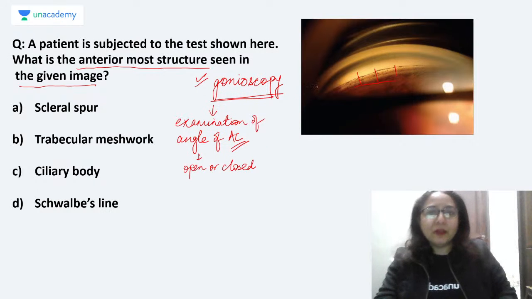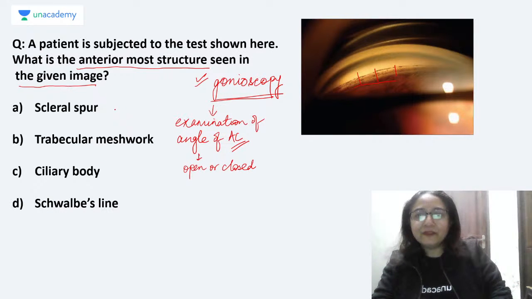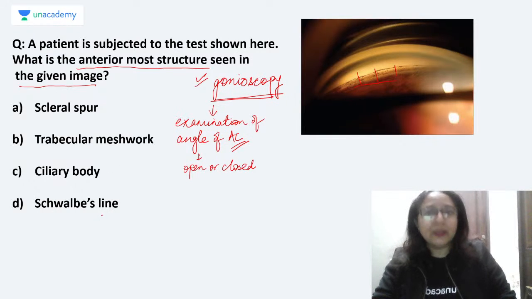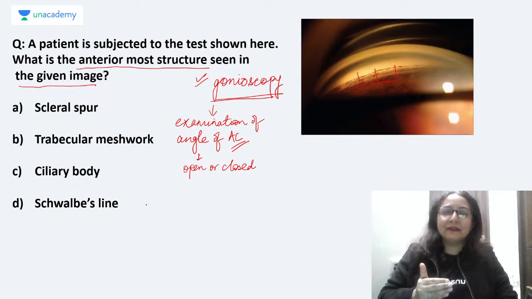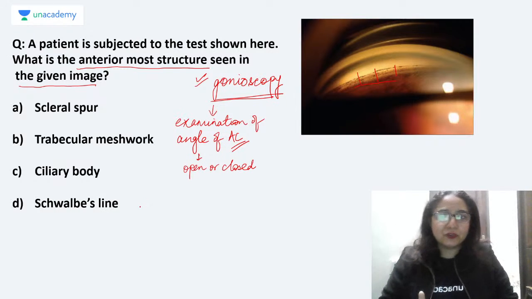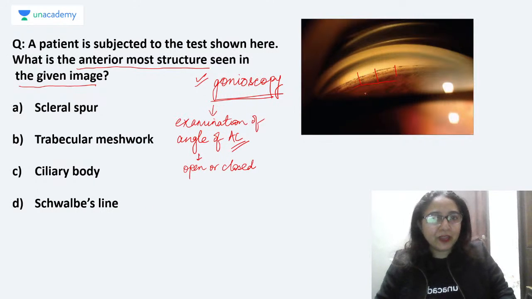Okay, so what is the anteriormost structure when we are doing gonioscopy? Anterior means towards the corneal side. The choices given to us are scleral spur, trabecular meshwork, ciliary body, Schwalbe's line. Now, since cornea is anterior, iris is posterior. If we move from cornea to iris, that is how the structures are seen in gonioscopy. The first structure, the anteriormost structure, is your Schwalbe's line. Schwalbe's line is the anterior termination of the Descemet membrane.